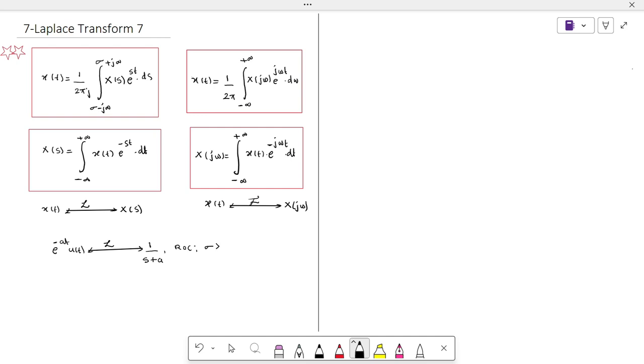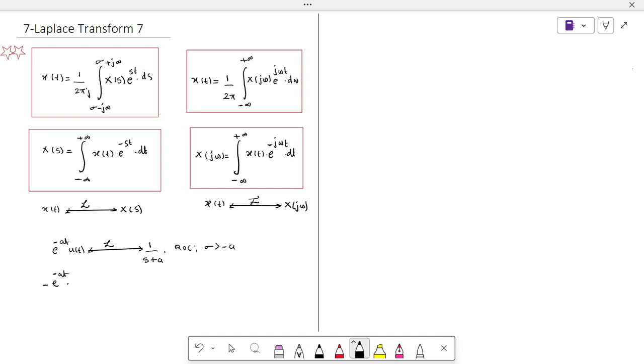So we should take sigma greater than minus a. Why? We have written from the formula here, we have the minus a. How did you get this formula for the region of convergence? This is discussed in the previous class. If you have doubt, go back to seventh chapter, the first video, part 1. It is derived from this formula, x of s.